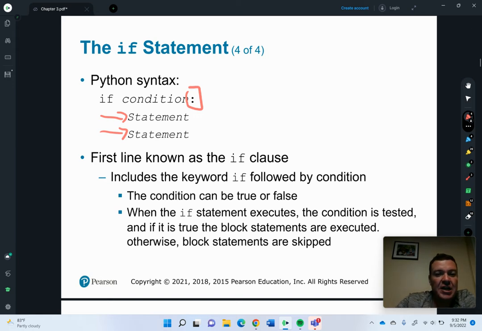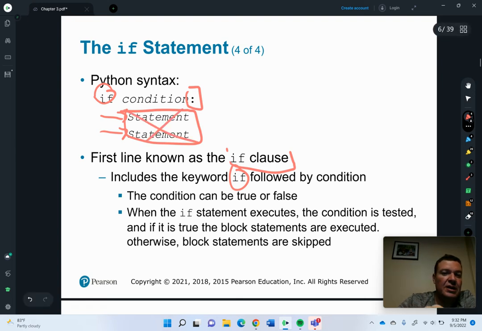So the first line, known as the if clause, includes the word if. That's really important, as you can see here, followed by the condition. Now, if the condition is true, it's going to execute this code. If it's false, it will ignore this code and go to the first line after the condition. Okay?